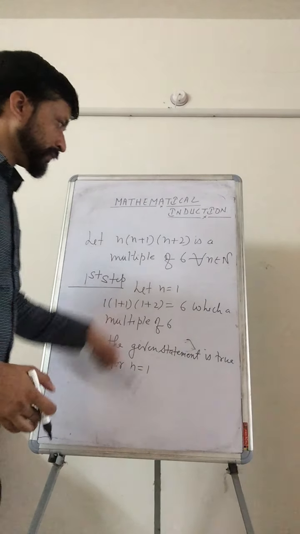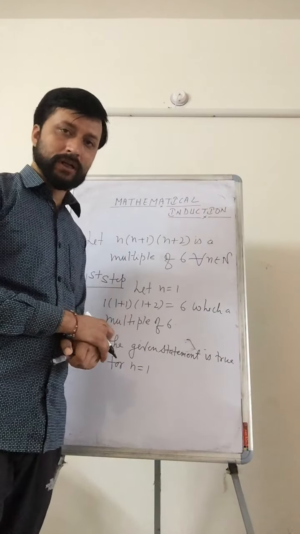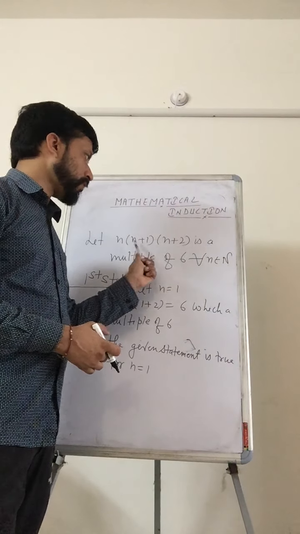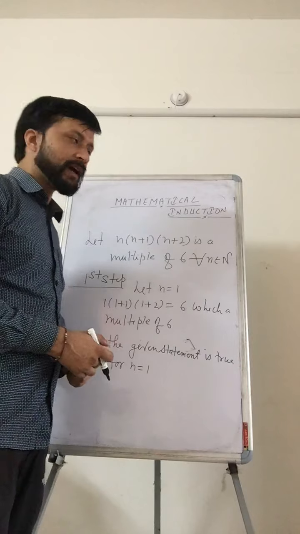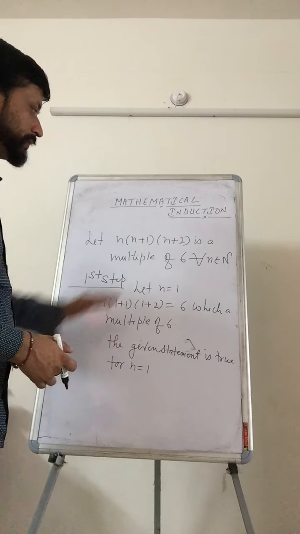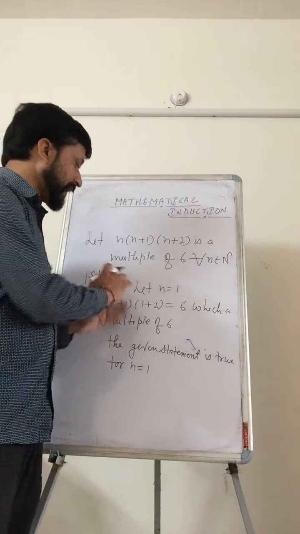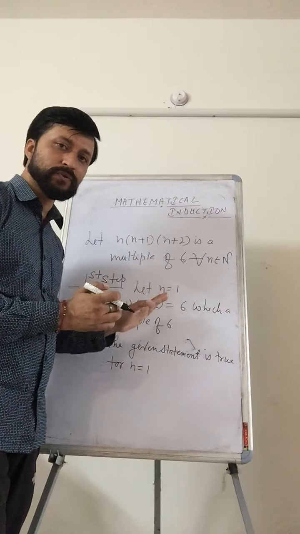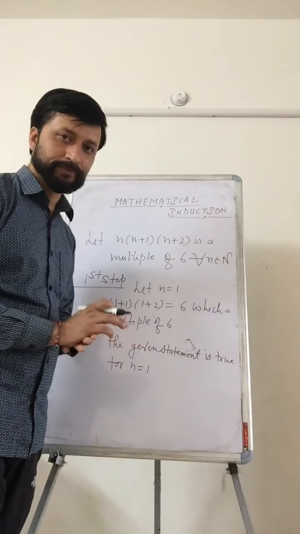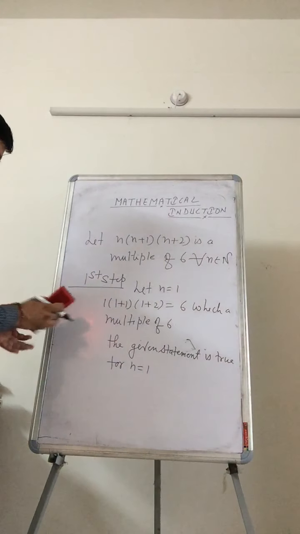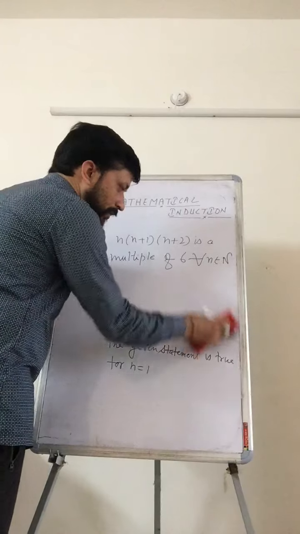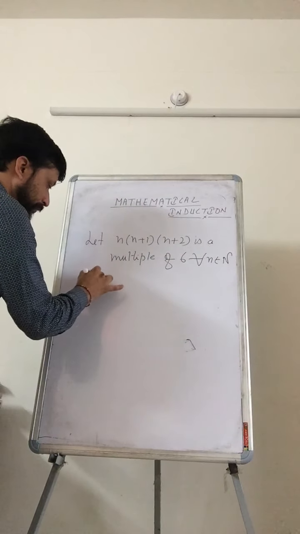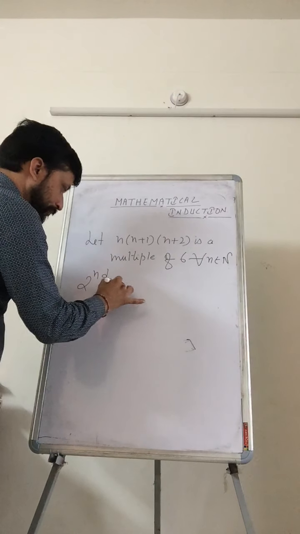Now, you know that there are infinite natural numbers. So it is not possible to prove for all natural numbers. We cannot prove for all natural numbers. So what will we do? In the next step, that is the second step, we will assume randomly that it is true for any natural number. So let's see what we have to do in the second step.